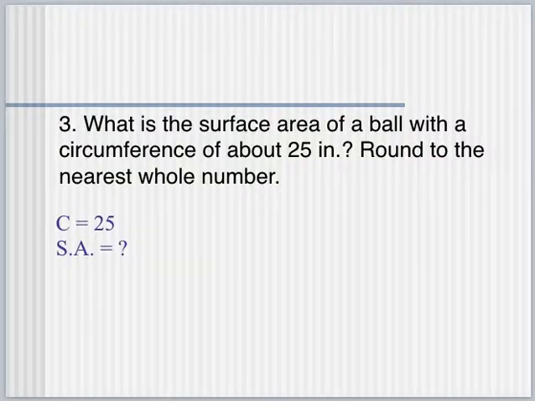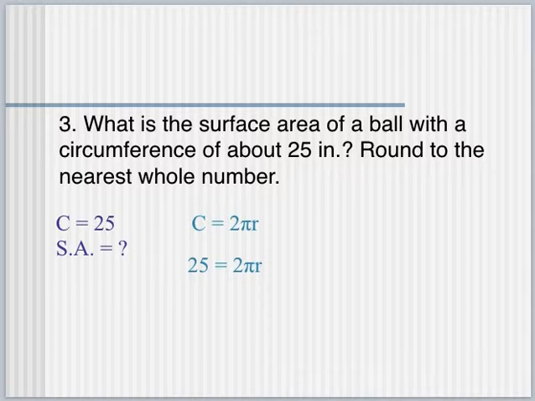Now, sometimes you'll get a word problem, such as this one. What is the surface area of a ball with a circumference of about 25 inches? Whenever I get a word problem, I like to summarize what they're telling me and what they're asking me to solve for. They're telling me the circumference is 25, and they're asking me for surface area. Since they're telling me circumference, I'm going to start with my circumference formula, C equals 2 pi r. In that formula, I know the C is 25.